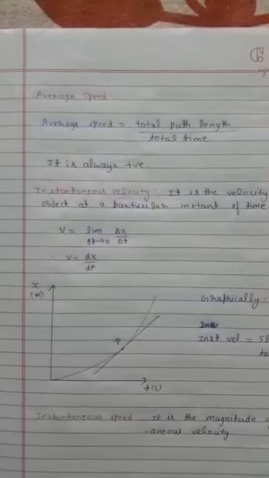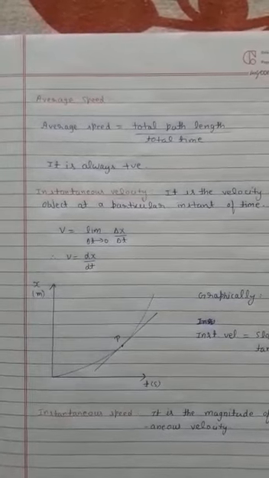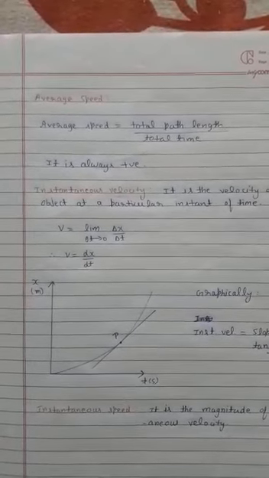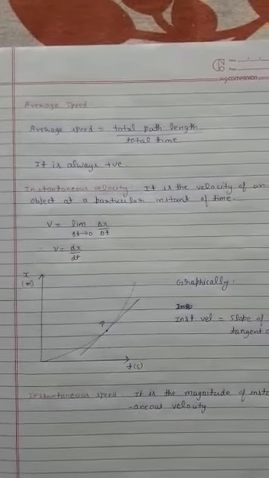Next term which we have to discuss is average speed. Average speed is equal to total path length divided by the total time. It is always positive. It is a scalar quantity.